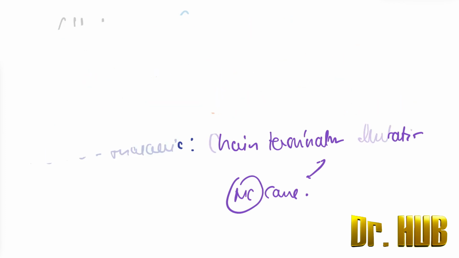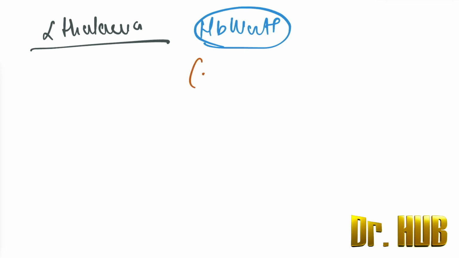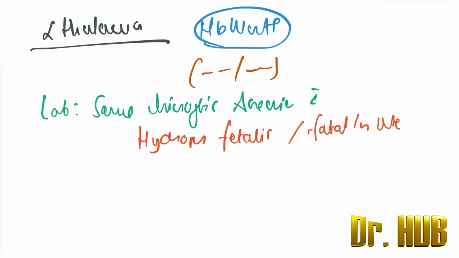Now let's look at it in an easier manner. We are going to discuss the types of alpha thalassemia and see the details. First, Hb Barts has a genotype of all deletions. The lab findings show a severe microcytic anemia with hydrops fetalis, which means fetal loss in utero.